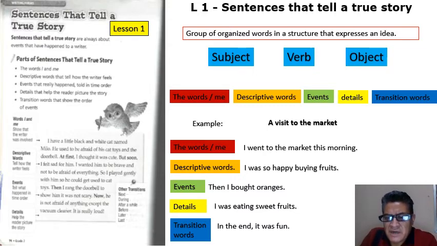We all know what a market is because our mom goes normally there. Just imagine this. By having this specific way of putting the words into the sentences, words in me, you say, I went to the market this morning. And then by adding special descriptive words, I was so happy buying fruits. You're expressing your feelings.